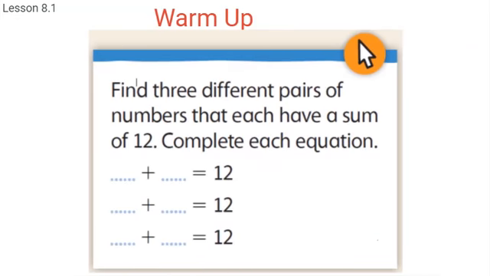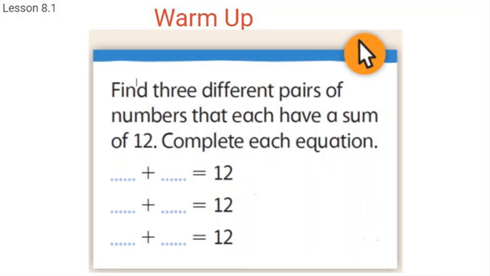All right, this is our warm-up today. I want you to find three different pairs of numbers that each have a sum of 12. Complete each equation. If you're at home, pull out a piece of paper and write out a number plus a number equals 12 for three different pairs of numbers. Pause the video now and then write out your equations.